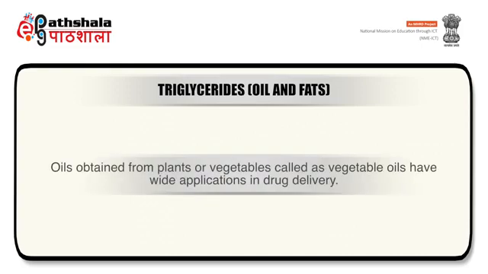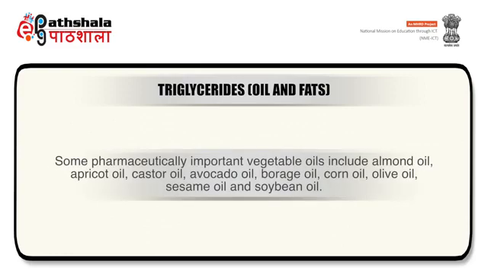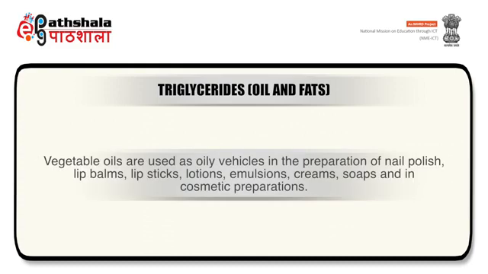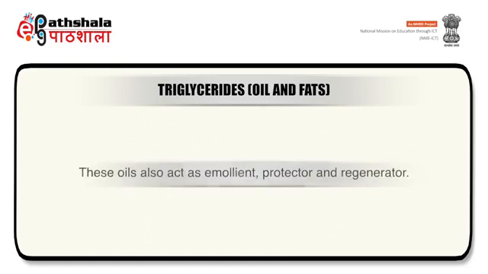Oils obtained from plants, called vegetable oils, have wide application in drug delivery. Some pharmaceutically important vegetable oils include almond oil, apricot oil, castor oil, avocado oil, borage oil, corn oil, etc. Vegetable oils contain a high proportion of triglycerides of monounsaturated fatty acids and polyunsaturated fatty acids along with partial glyceride materials such as lecithin and substances such as tocopherol. Vegetable oils are used as oily vehicles in the preparation of nail polish, lip balms, lipsticks, lotions, emulsions, creams, soaps, and in cosmetic preparations. These oils act as an emollient, protector, regenerator.